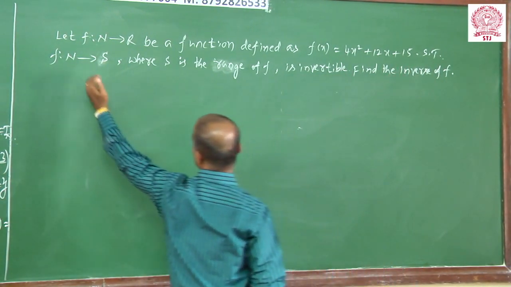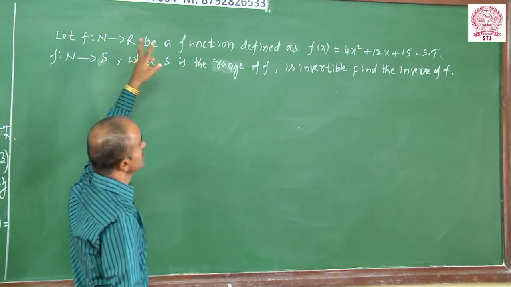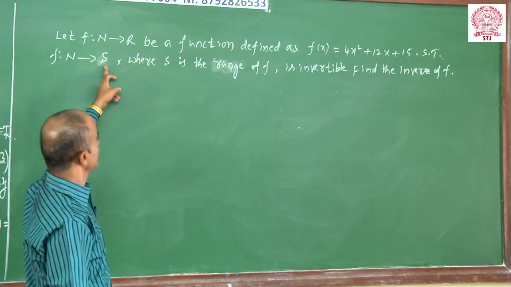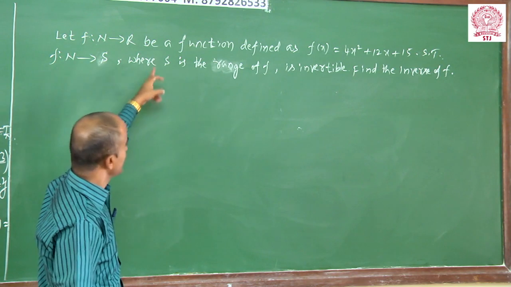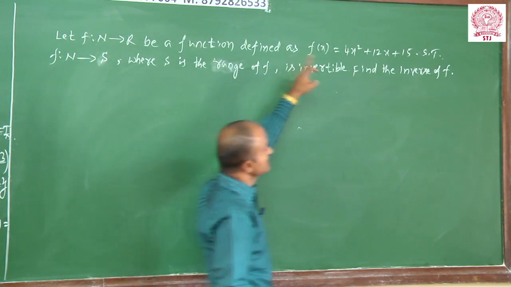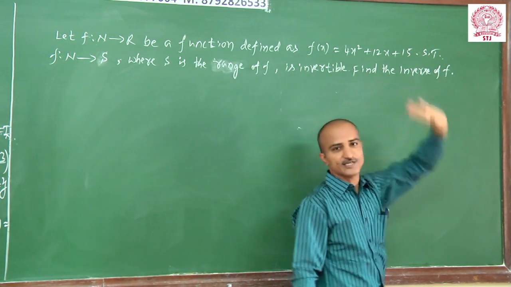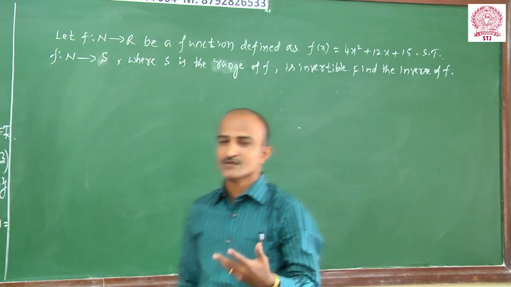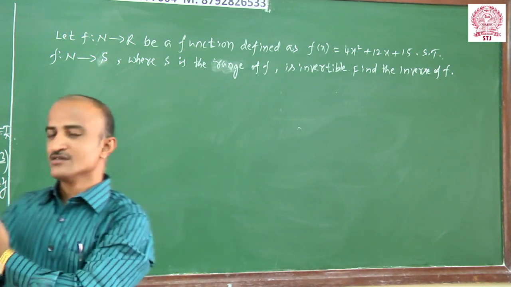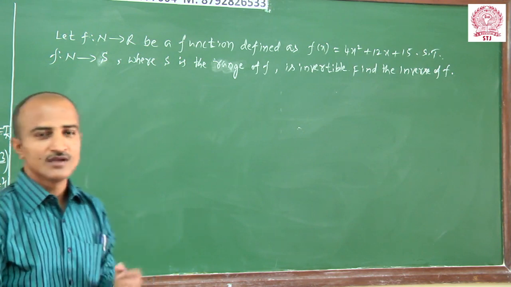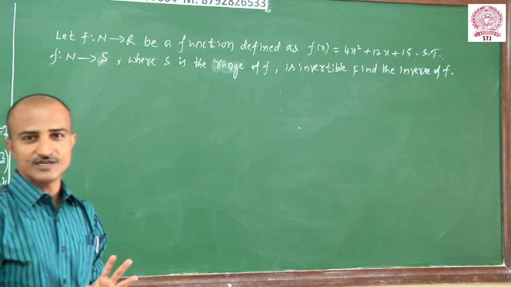We need to show that f from N to S, where S is the range of f, is invertible, and find the inverse of f. Once again, it is similar to the previous problem. Here we need to show that f is invertible.